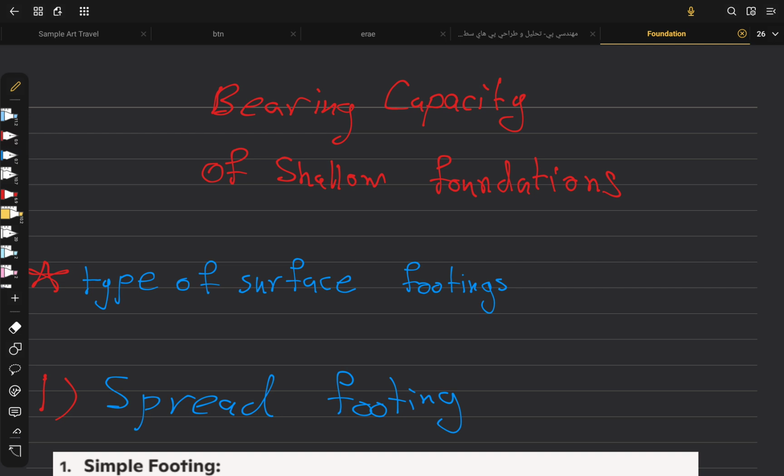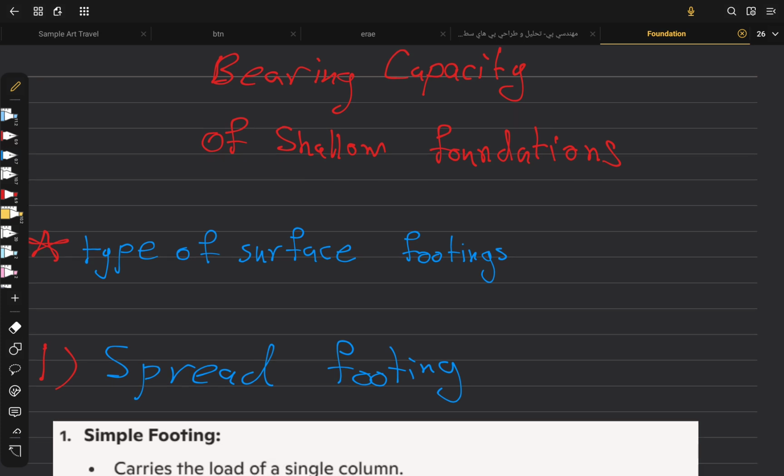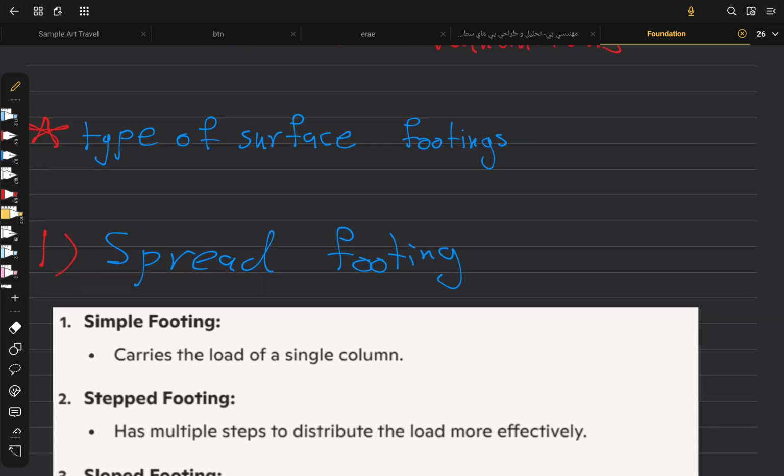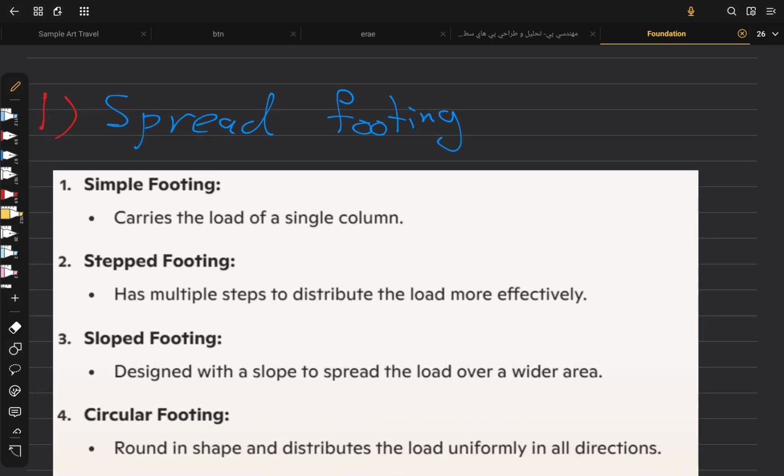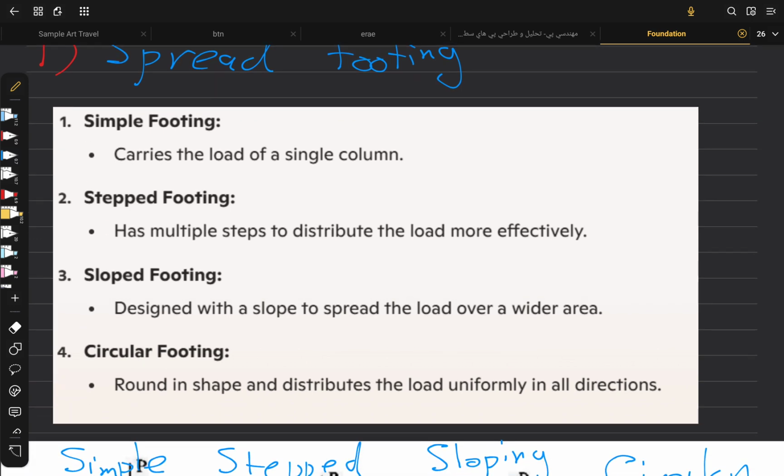Bearing capacity of shallow foundations. We have many kinds of foundation, but we have a type called surface footing. Surface footings are spread footings. In spread footings, we have simple footings that carry the load of a single column. There are pictures of them. You can see here, I show them to you. We have stepped footings that have multiple steps to distribute the load more effectively, sloped footings designed with a slope to spread the load over a wider area, and circular footings, round in shape, that distribute the load uniformly in all directions.